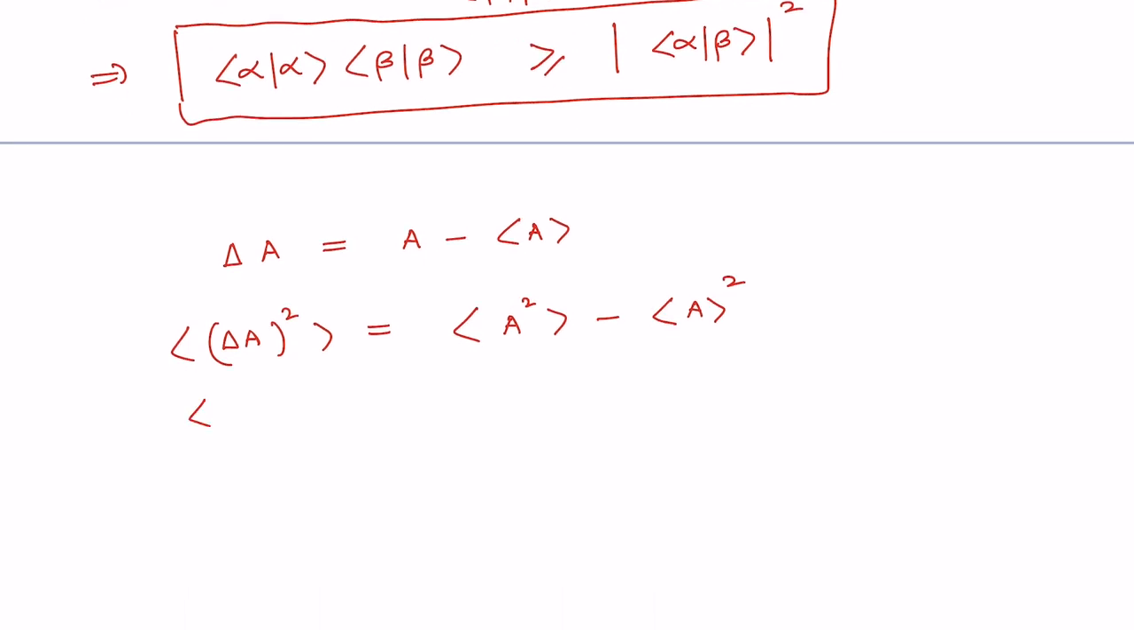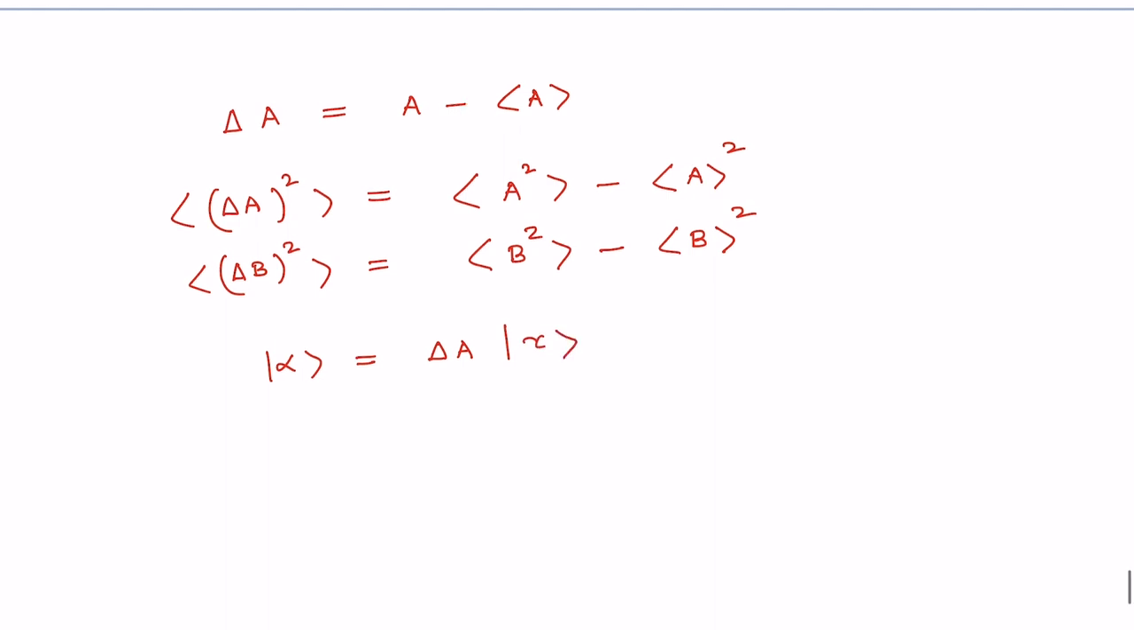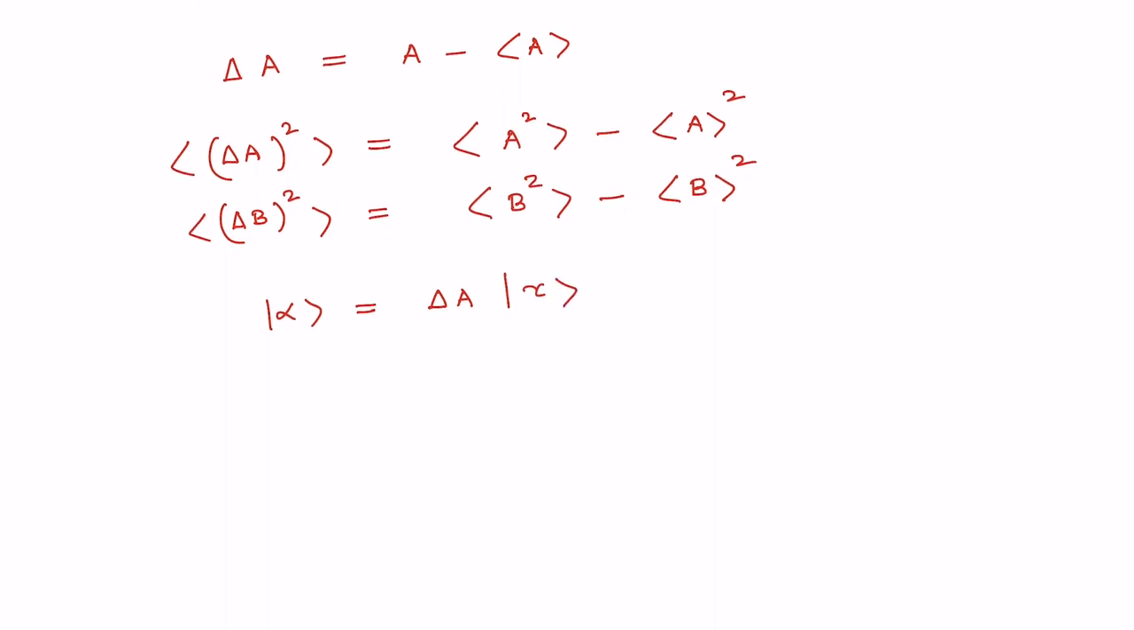Similarly, the expectation value of delta B square, this is the variance of B, would be expectation value of B square minus the expectation value of B whole square. Okay. Now in the Schwarz inequality, let me put k alpha equal to delta A. This is an operator operating on some arbitrary k gamma, and then k beta is the result of the operation of the operator delta B on the arbitrary k gamma.